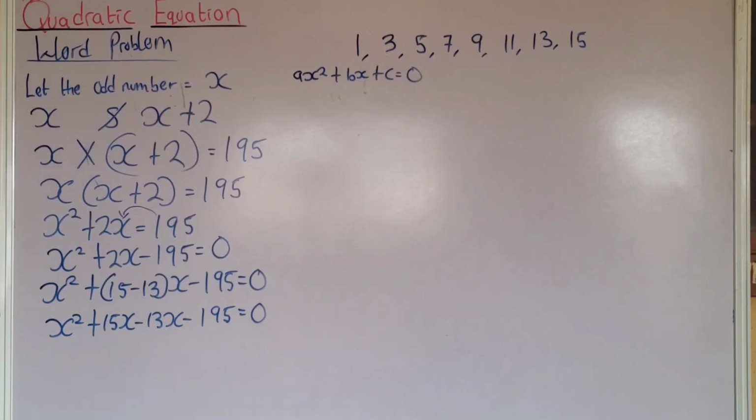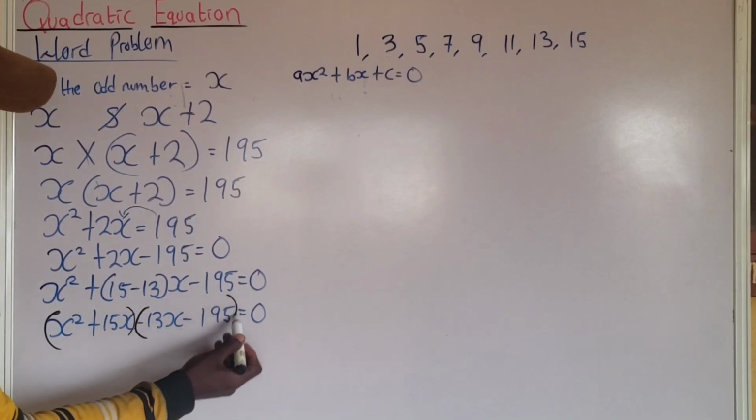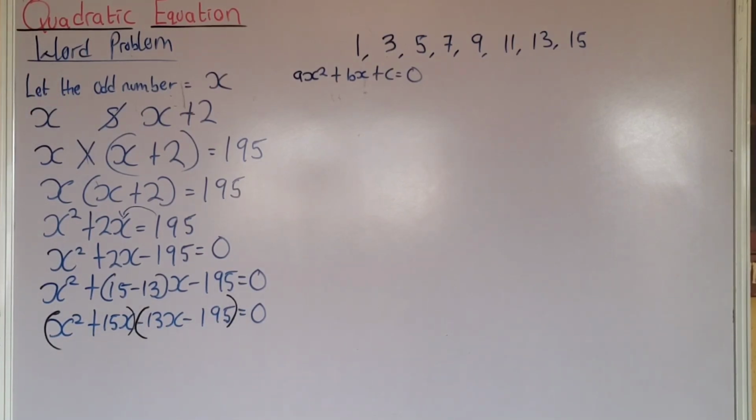Now I'm going to divide this equation into two, the first part being this and the second part being this. Now we are going to factorize. Let us factorize now. What is common to x squared and 15x? The common term between x squared and positive 15x is x. So I'm going to have x into bracket x plus 15. Are you paying attention?